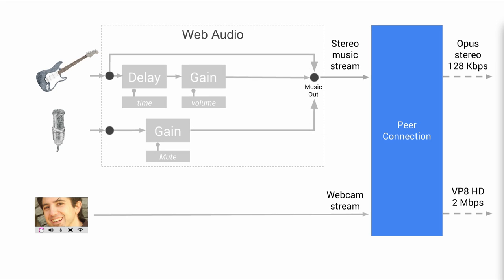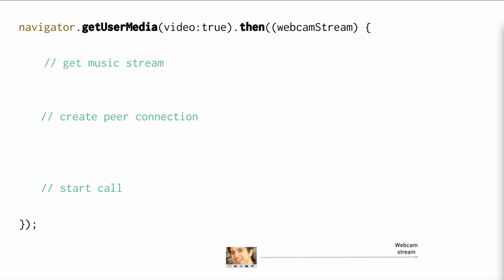So here's the setup we need. We need the input from the top bar here, which is the stuff we already showed you, any effects or any synthesizers or anything we have created using web audio. We need the input from the actual computer mic, which needs to be mixed in with the other stuff coming from web audio, and then we need the webcam stream. We put that into the peer connection, and then the magic happened. Yeah. So let's look at the code for that.